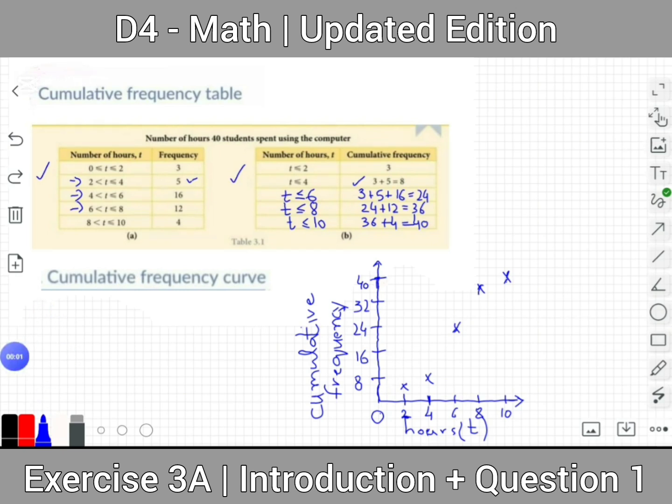There is one extra cross we ought to put as well. If we look at the regular frequency table, the start of the first interval is 0. Since no students are spending below 0 hours on a particular day, we can be sure the cumulative frequency up to the point 0 is 0. So put a cross at the place 0, 0 as well. So here we have another cross.